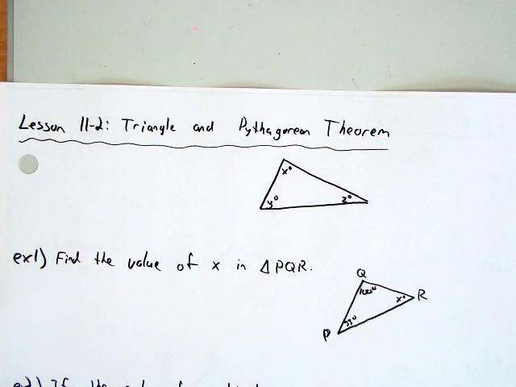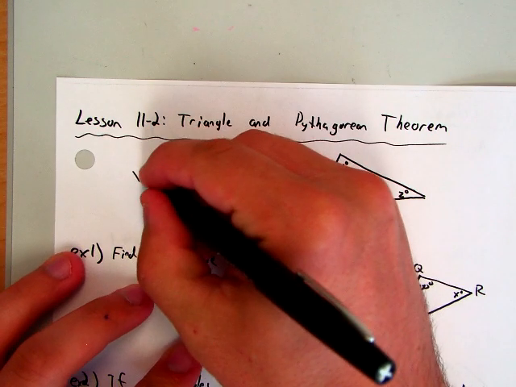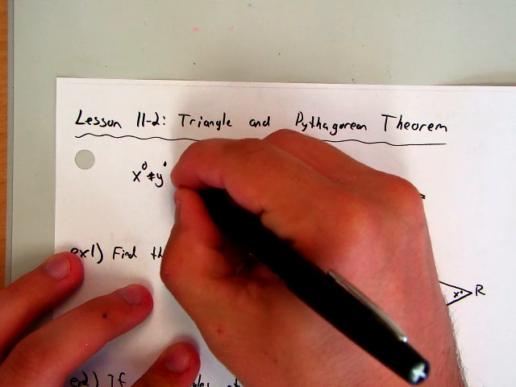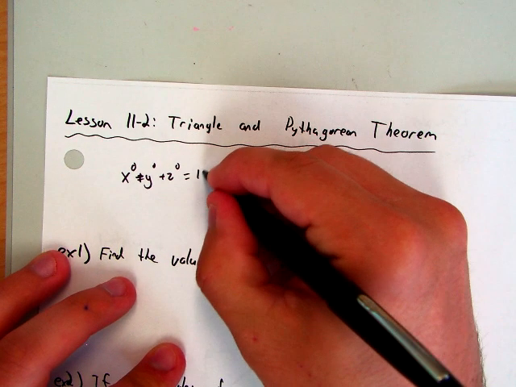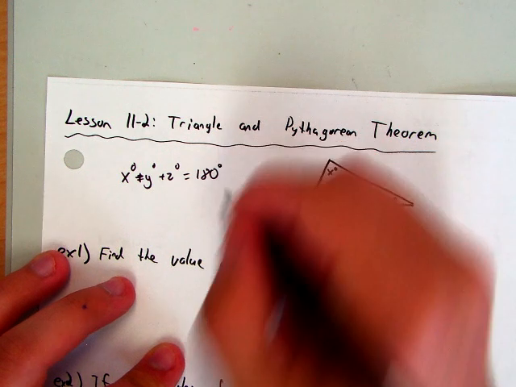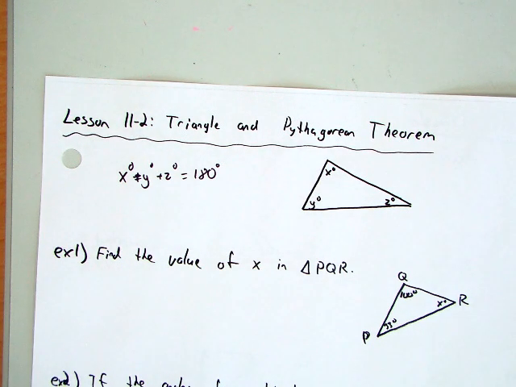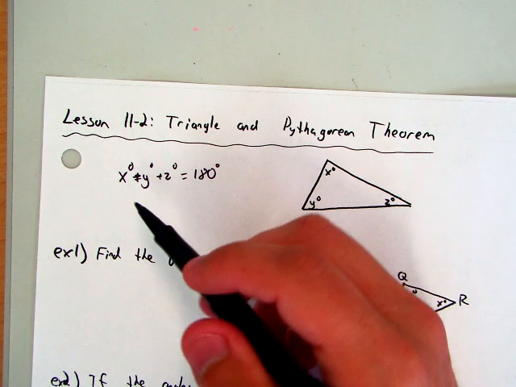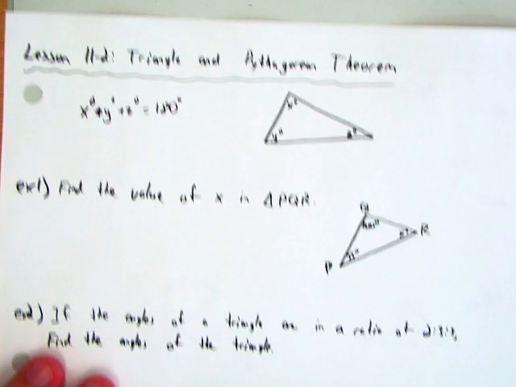So the cool thing about triangles is if you add up the degrees of each triangle, so if I were to say x and y and z, those three angles will always add up to 180 degrees. Always. So if I'm missing one of the angles, I can use the other two to solve a simple equation. So let's use that in example 1.